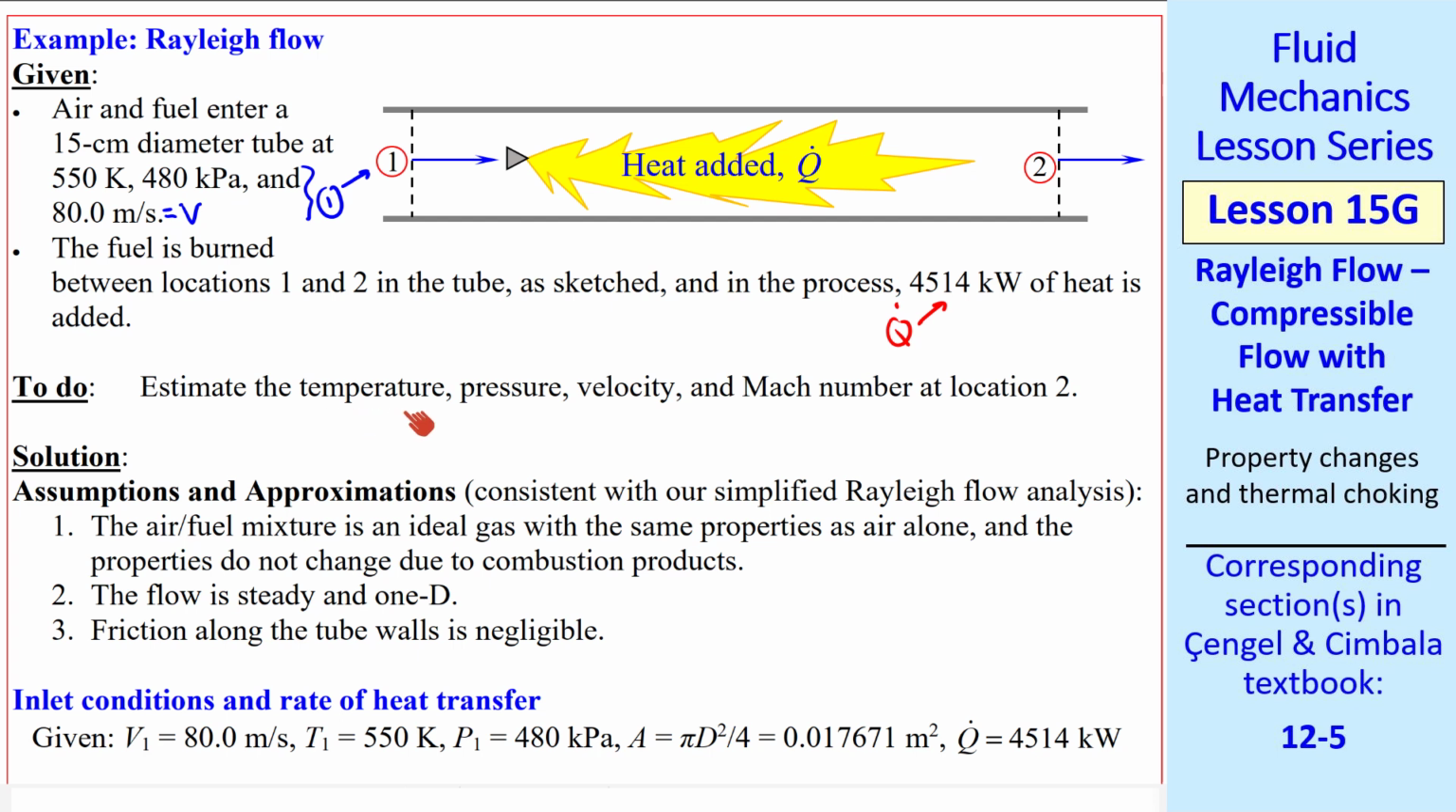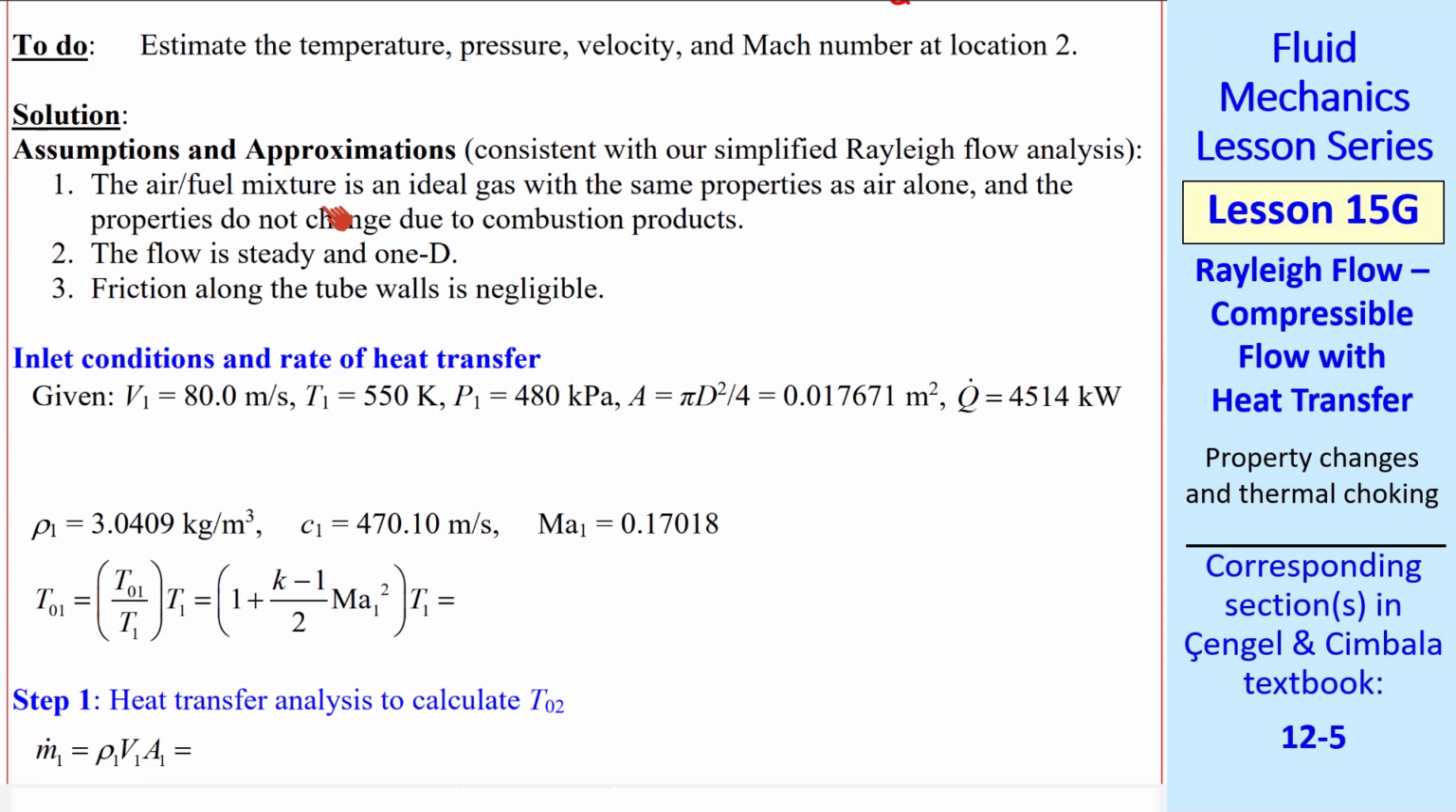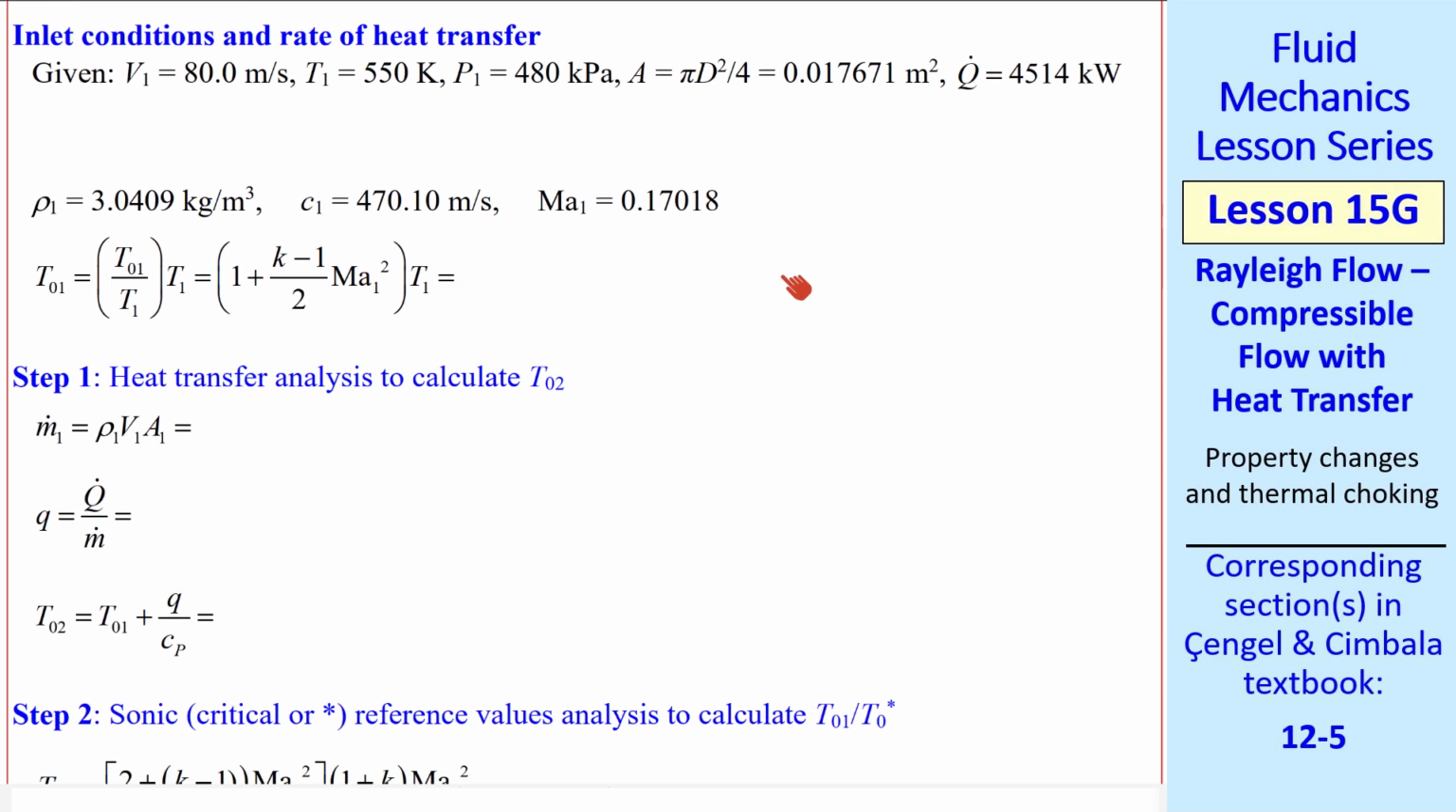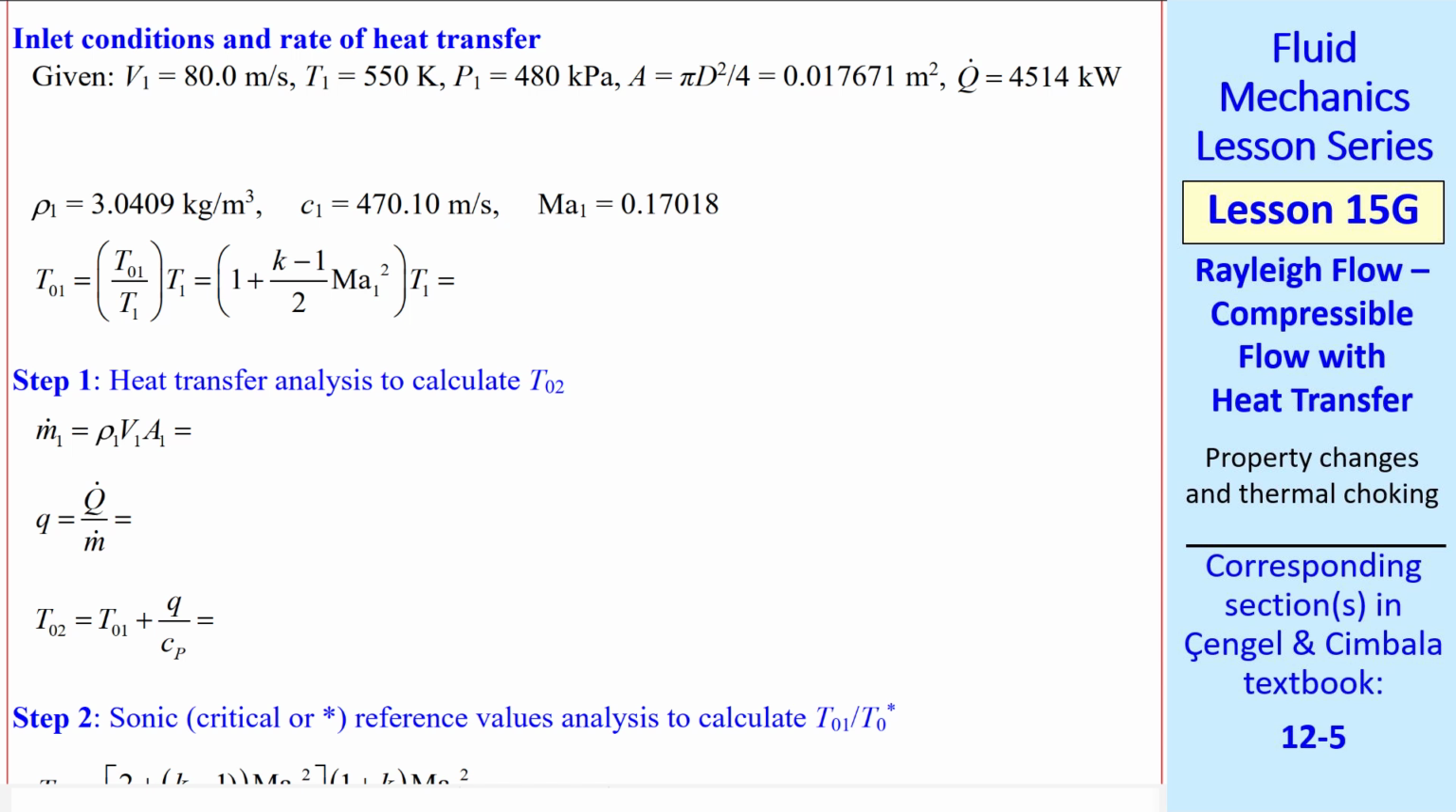And we have to estimate the temperature, pressure, velocity, and Mach number at location 2, downstream of where this heat transfer has been added. Our assumptions and approximations are the same as what we said at the beginning of this video, and I apply the equations and numerical values here. We use the ideal gas law, and when we plug in our values, we get this density at 1. We use our equation for speed of sound to get C1, and then since we know V1 and C1, we get our Mach number Ma1.